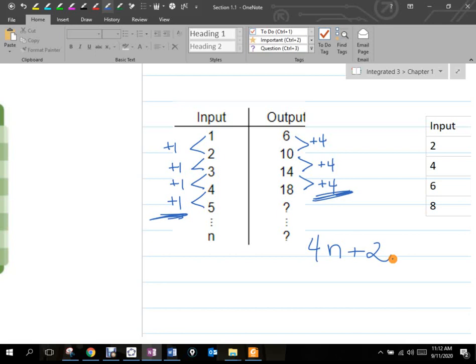So if I go to the row that says 2 as my input, 4 times 2 is 8. Plus 2 gives me the 10 for my output. And then we'll try 3. 4 times 3 is 12. Plus 2 gives me the 14 of the output. Does that kind of make sense?